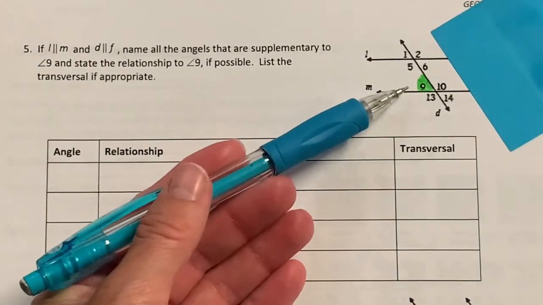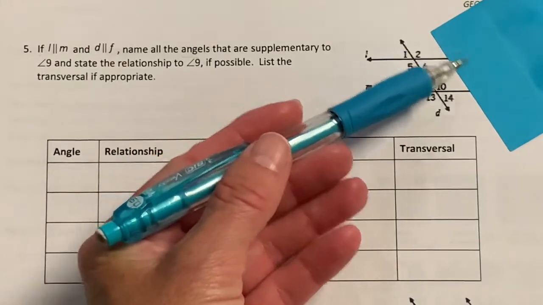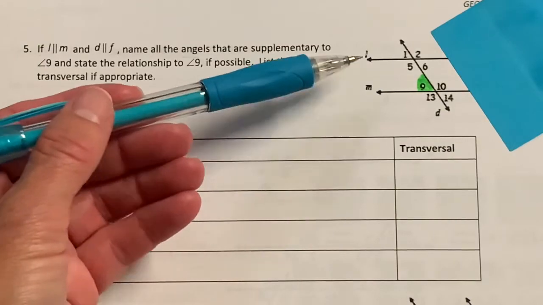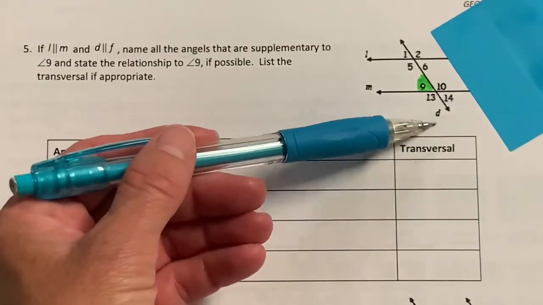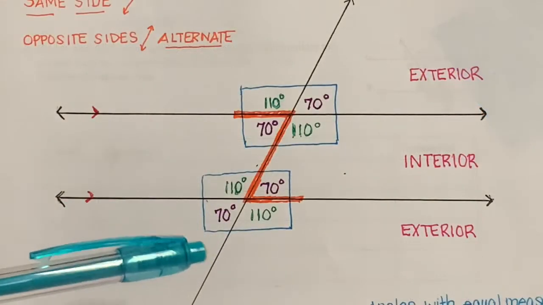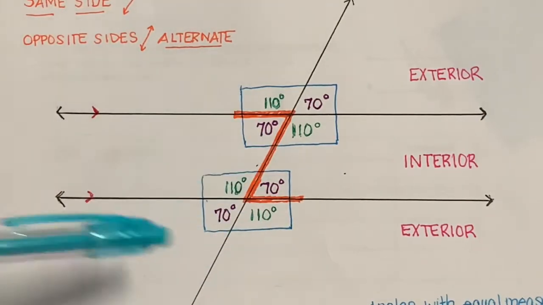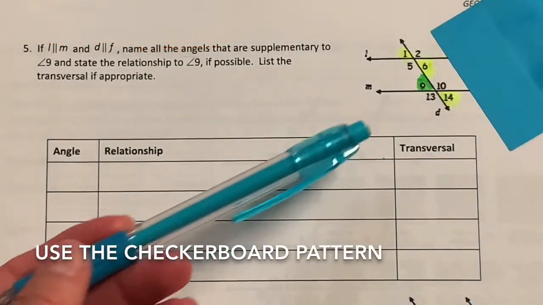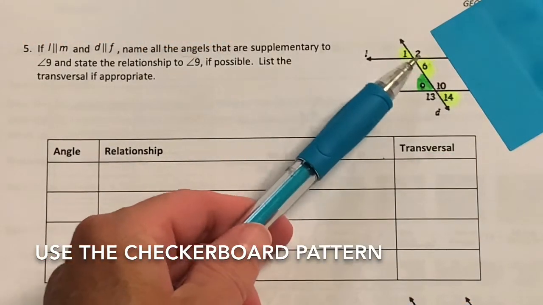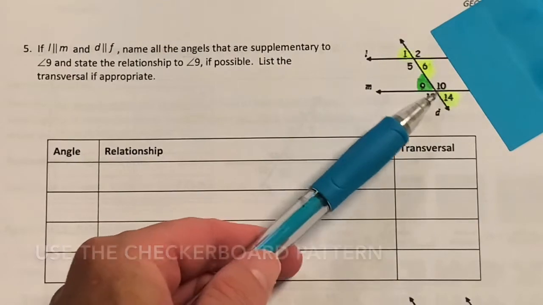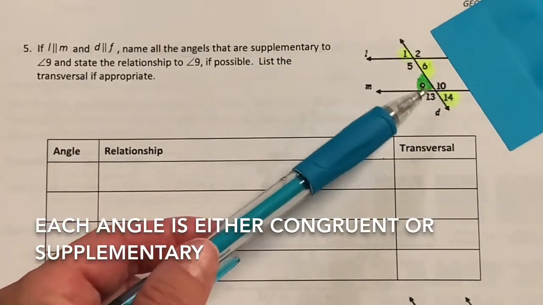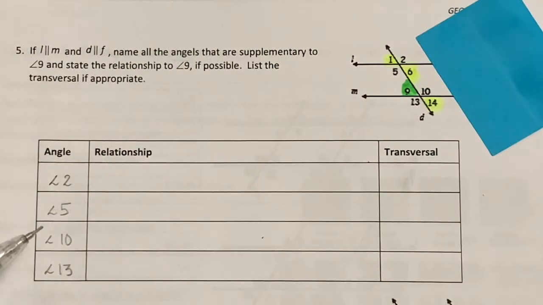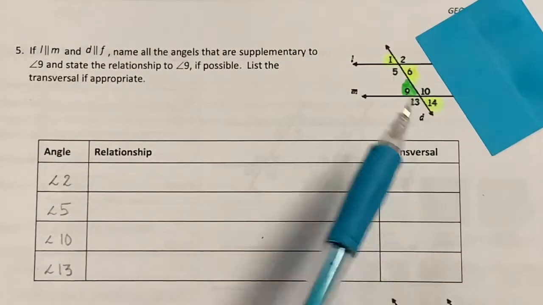I have angle 9 highlighted and I have this line covered up for right now. We're going to focus on L and M being the parallel lines and D being the transversal. Remember, there's only 2 angle measures in one of these diagrams and they're laid out kind of like a checkerboard. I used yellow to highlight all of the angles that are congruent to angle 9. Therefore, all of the remaining angles are supplementary. Write in all of the angles that are not highlighted.